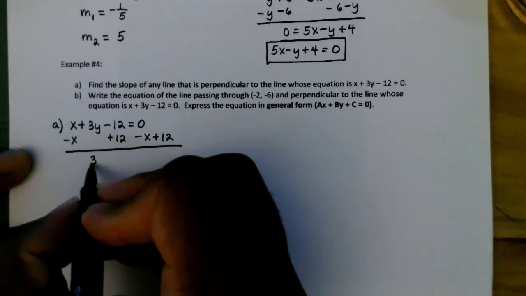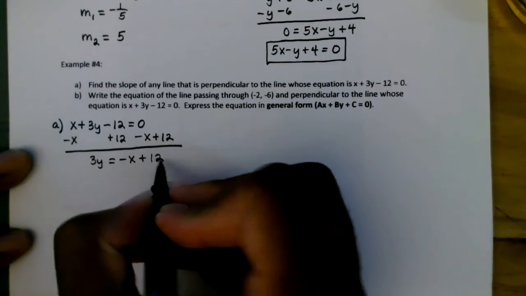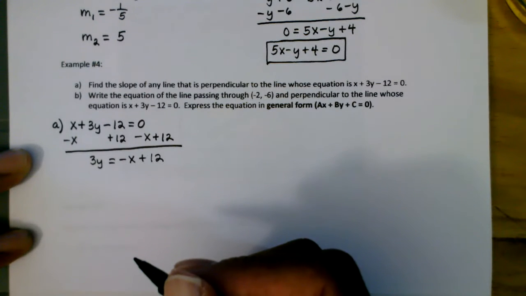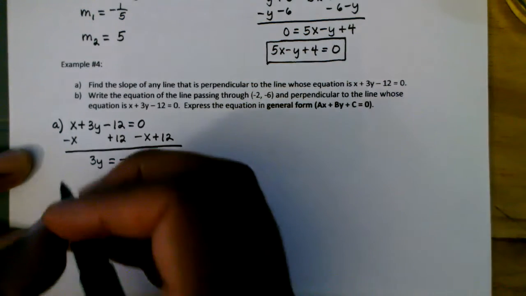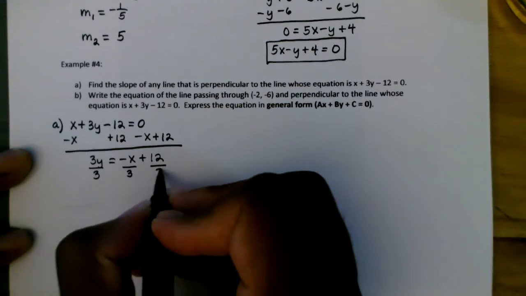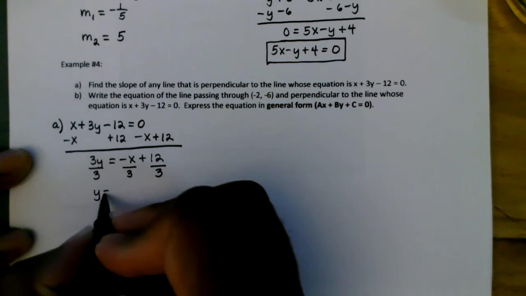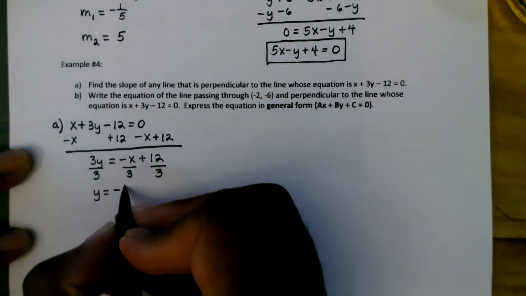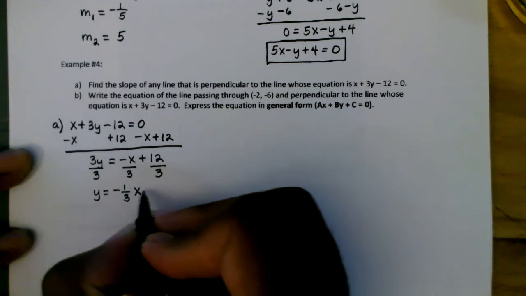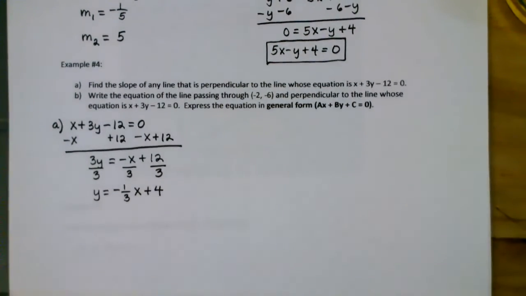So here I'm going to bring down the 3y. That'd be equal to negative x plus 12. And then to solve for y, I'm multiplying it by 3, so I need to divide each and every term in this equation by 3. So that means I have y is equal to negative 1/3 x plus 12 divided by 3. That'd be 4. So here's my equation, y is equal to negative 1/3 x plus 4.